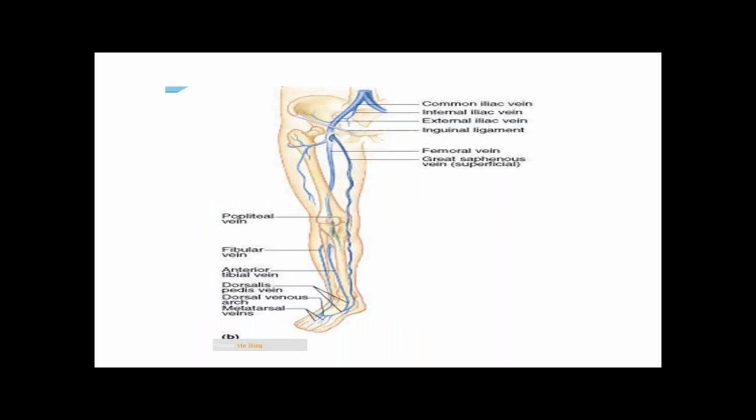This is the diagram where we were showing the common iliac vein dividing into internal and external. The internal iliac vein goes into the pelvis, whereas the external iliac vein goes into the thigh and the lower extremity. Again it continues as the femoral vein. The great saphenous vein drains into the femoral vein, along with the popliteal vein, fibular vein, anterior tibial vein, and dorsalis pedis vein.